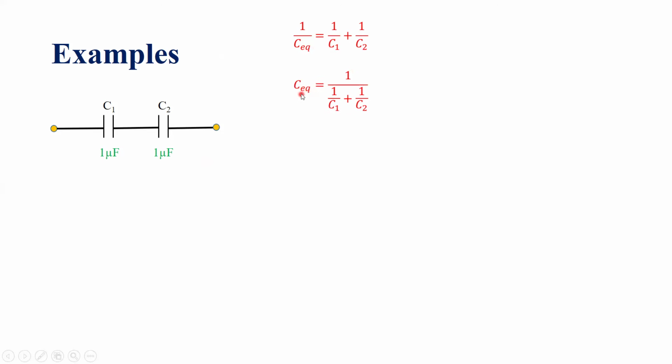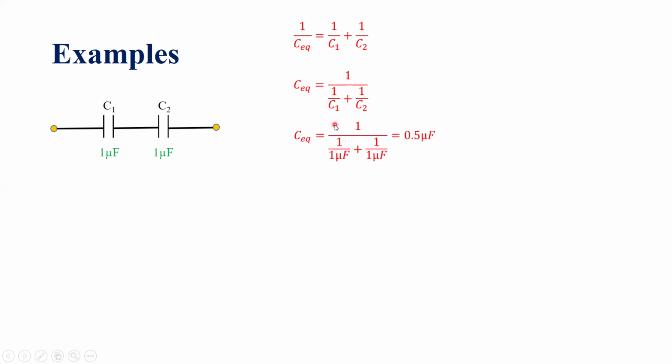Now let us have some examples with real world values of the capacitors. For example, you are given a series connection of two capacitors C1 and C2, and each value of these capacitors is 1 microfarad. In that case, as we have seen, 1 over C equivalent is equal to 1 over C1 plus 1 over C2, and therefore we know that C equivalent is 1 over this term right over here.